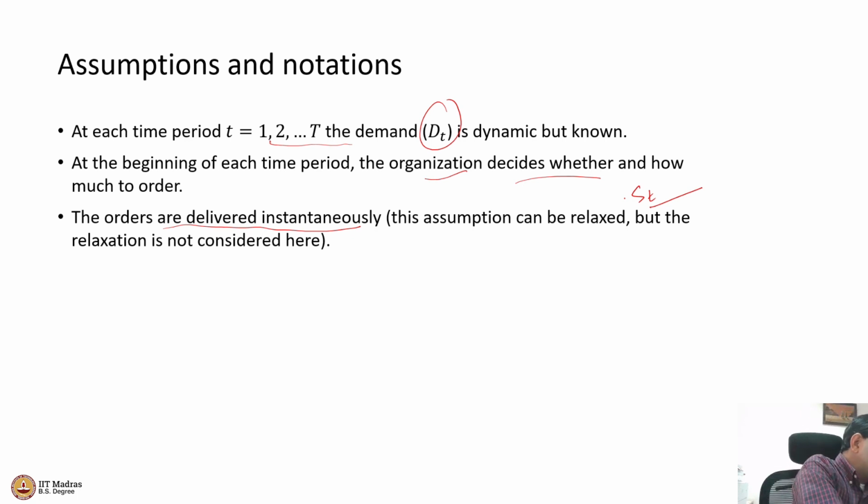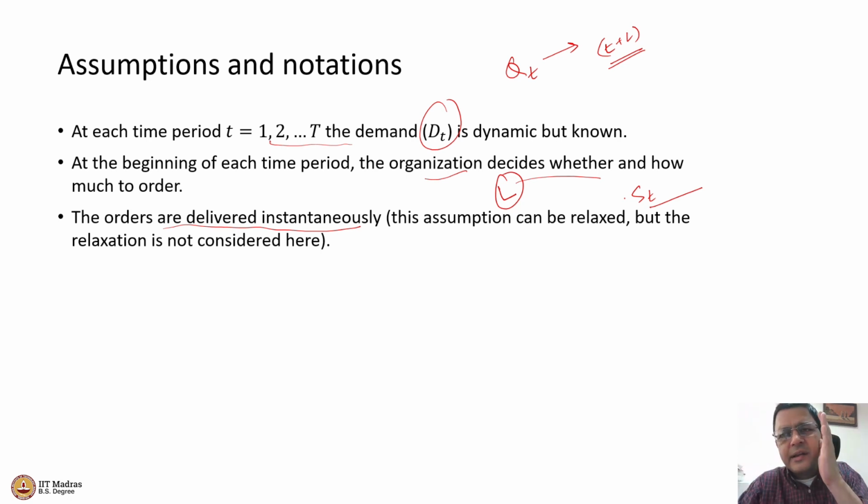Suppose there is a lead time L. Essentially, if you place the order Q in time period T, it will be delivered in time period T plus L, and you will get the stock in T plus L, because L is the lead time. So you increment the order delivery by L time periods, and everything shifts. That is not difficult to incorporate in our mathematical model, but let's not do that right now.